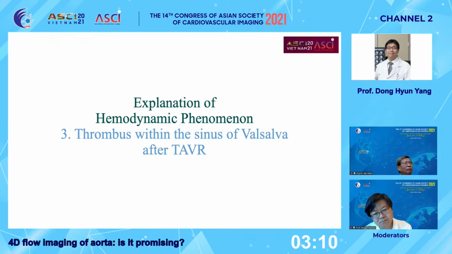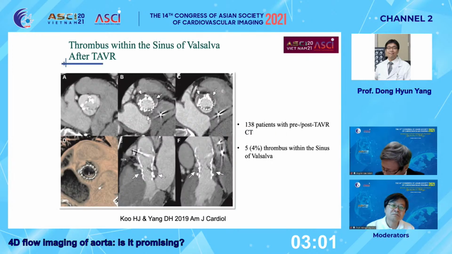The third topic is the thrombus formation within the sinus of Valsalva after TAVR. In 2019, my group reported thrombus formation within the sinus of Valsalva after TAVR for the first time. In this case, you can see the thrombus formation in the native aortic leaflet after TAVR as compared to the preoperative CT. Of note, this is a newly developed thrombus after implantation of the TAVR valve.